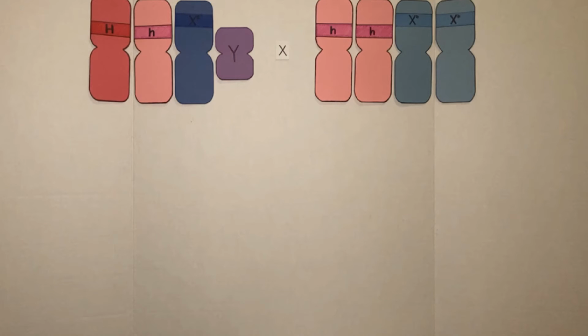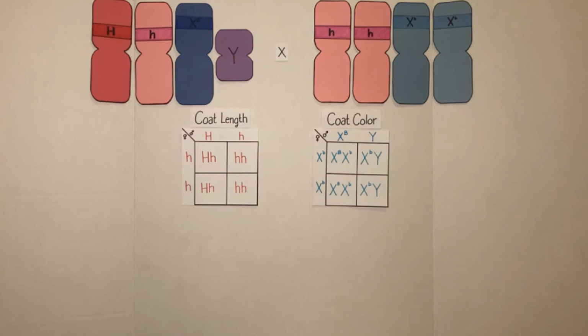Let's look at another example where we consider an additional trait in cats that is autosomal, hair length, for which long hair, capital H, is dominant to short hair, lowercase h. What happens if we cross a heterozygous long-haired black male cat with a short-haired yellow female cat? As we can see in the Punnett square for coat length, half of the progeny will be heterozygous long hair and the other half will be short hair.